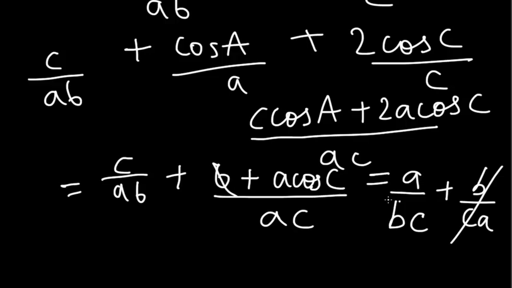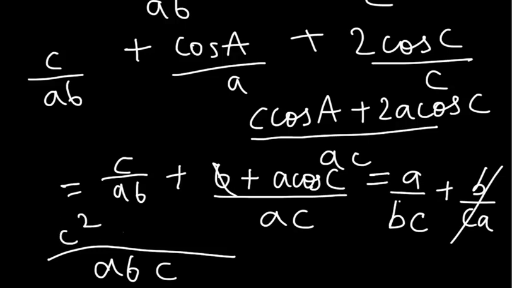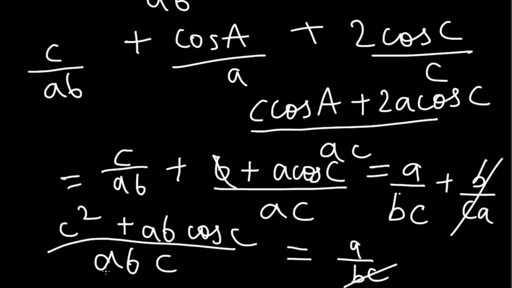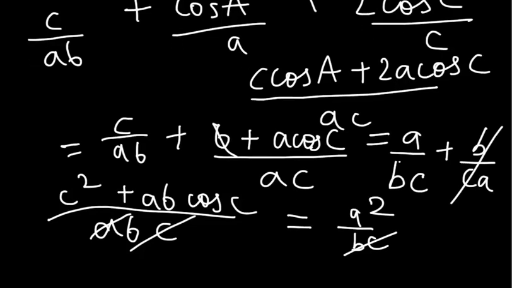So let's just take the LCM of the left hand side, or the least common multiple. We are left with abc, and this will become c square plus ab cosine of c is equal to a upon bc. Now we can just cancel bc, and this a will go here and will become a square, and now we are left with this result, which is c square plus ab cosine c is equal to a square.